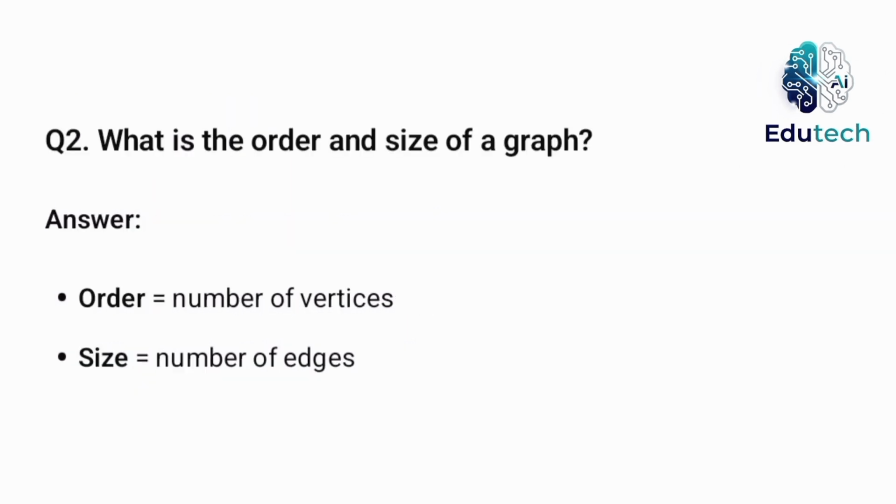What is the order and size of a graph? The order of a graph refers to the total number of vertices present in the graph, while the size of a graph refers to the total number of edges. These two parameters give basic information about the structure and complexity of a graph.